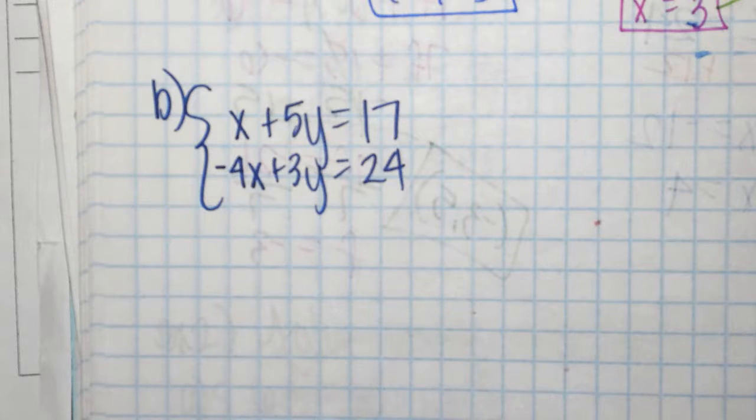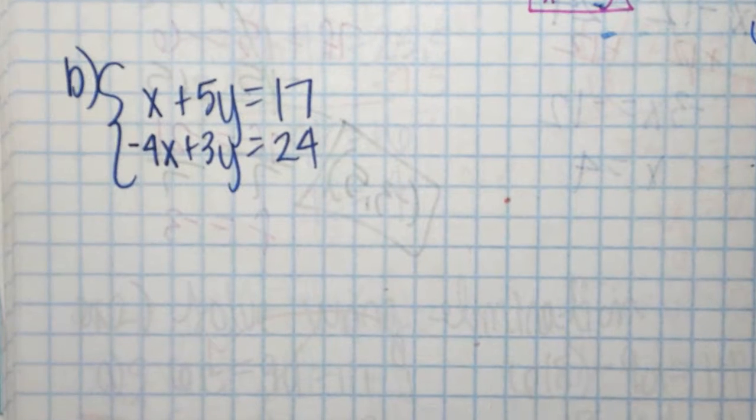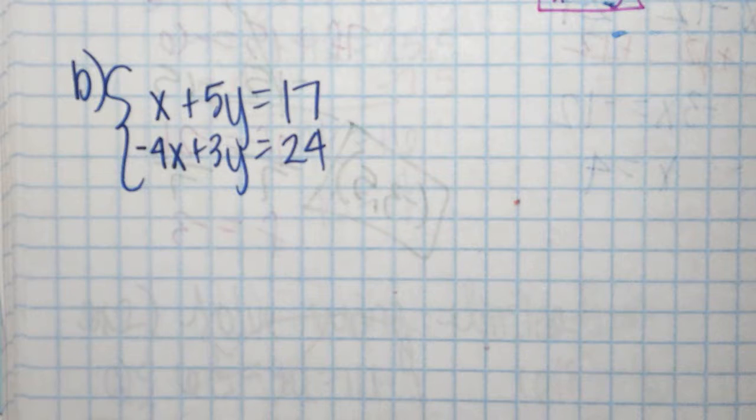All right, everybody breathe. Okay, so this is our problem. x plus 5y equals 17, and negative 4x plus 3y equals 24.